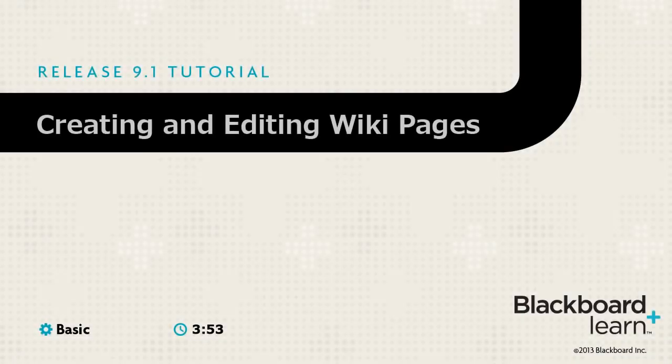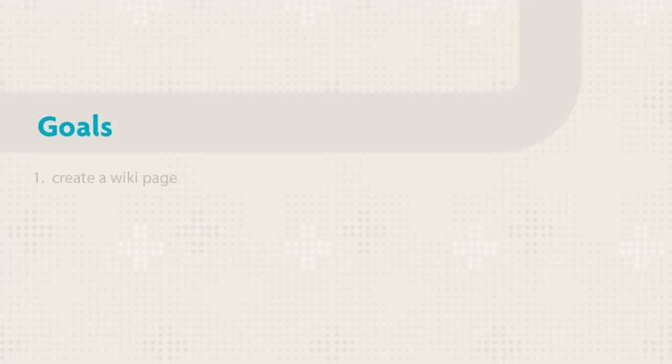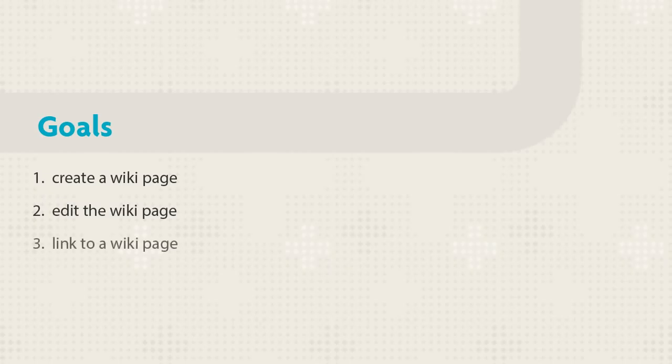A wiki is a collaborative tool that allows you to create, contribute, and modify one or more pages of course-related materials. All course members can offer comments, and instructors can grade individual work. This tutorial shows you how to create a wiki page, edit any user's page, link to an existing wiki page in another page, and view the wiki history.